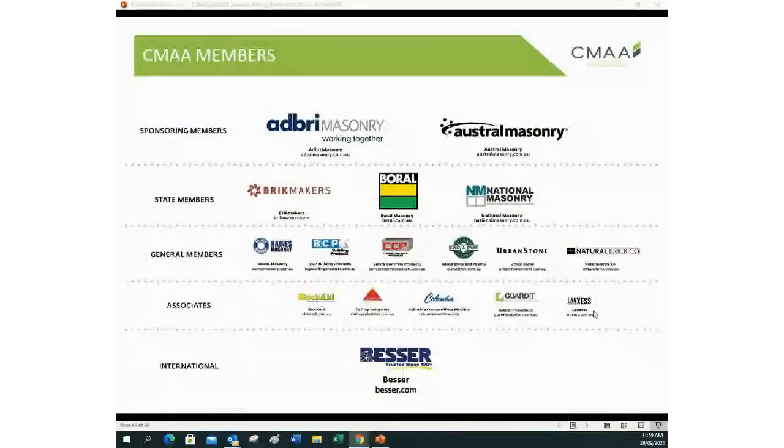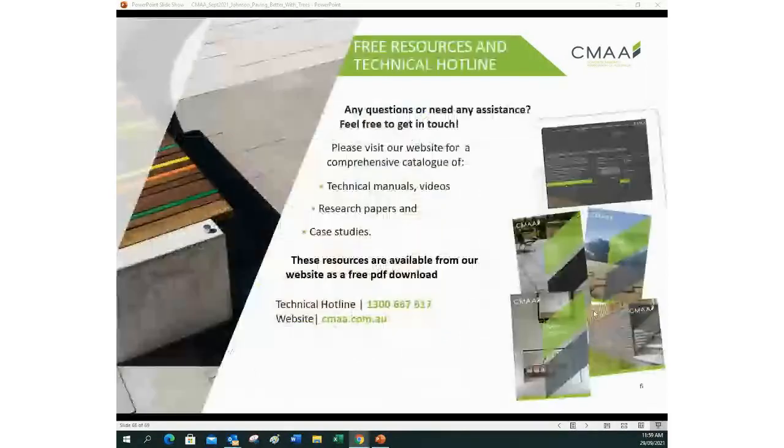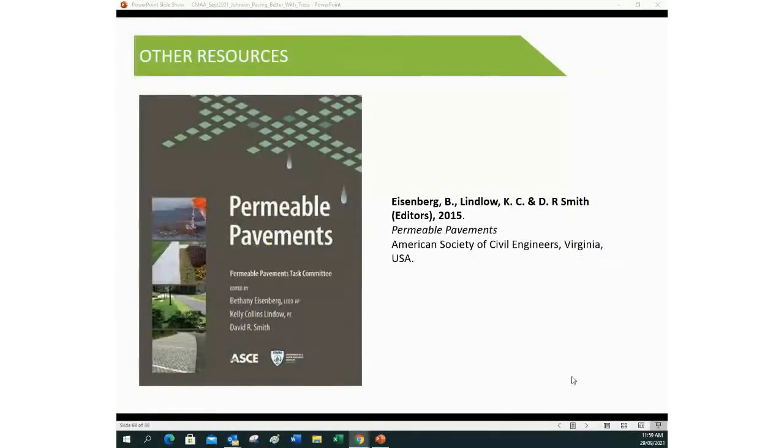Jim has already addressed a couple of these slides with you. I will just recommend to you, if you haven't any resources on permeable paving sitting on your shelf, pick up the CMAA gear offline, download that. But I'd recommend this book to you as well, Permeable Pavements, American Society of Civil Engineers. It's a summary of the state of the art back to 2015. It's a really good investment.